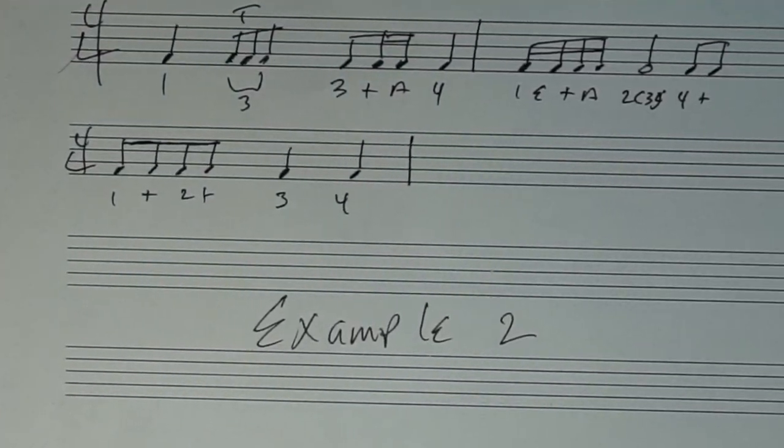So why did I hold the 2 that time in the second measure? That's right, it's because since it's a half note, it gets held over, so the musician holds it over.